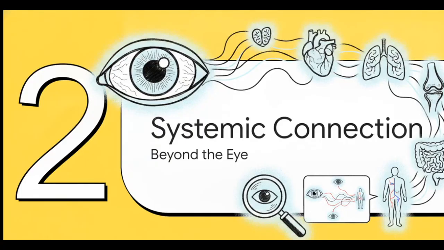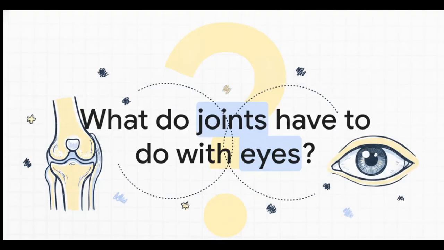Moving right along to Section 2, the systemic connection. Now, what do your joints have to do with your eyes? It kind of sounds like a trick question, right? Because most of us just naturally assume that if our eye hurts, well, the problem starts and ends right there in the eye. But biology is rarely ever that isolated. We need to completely challenge that assumption to really grasp how optometry actually works.